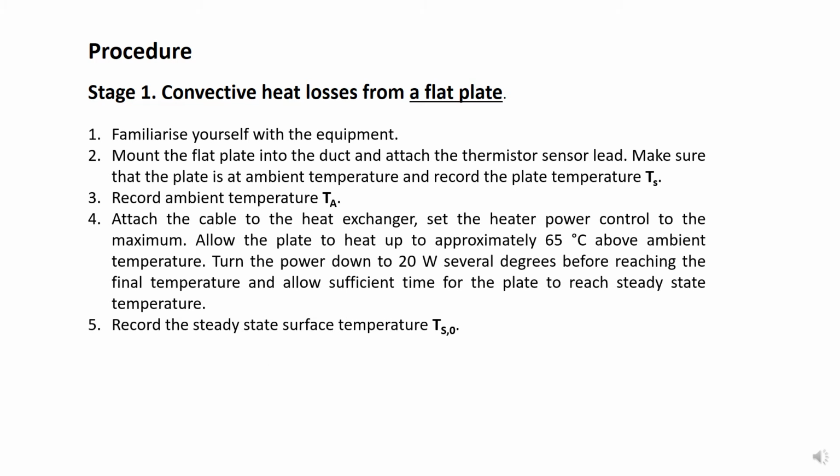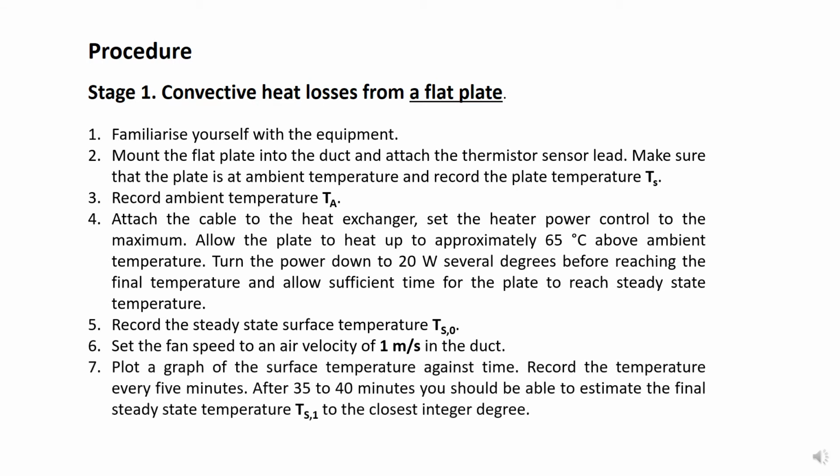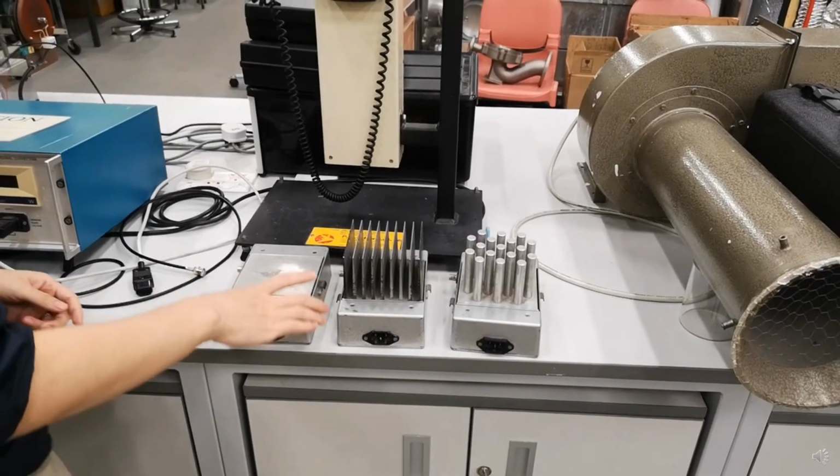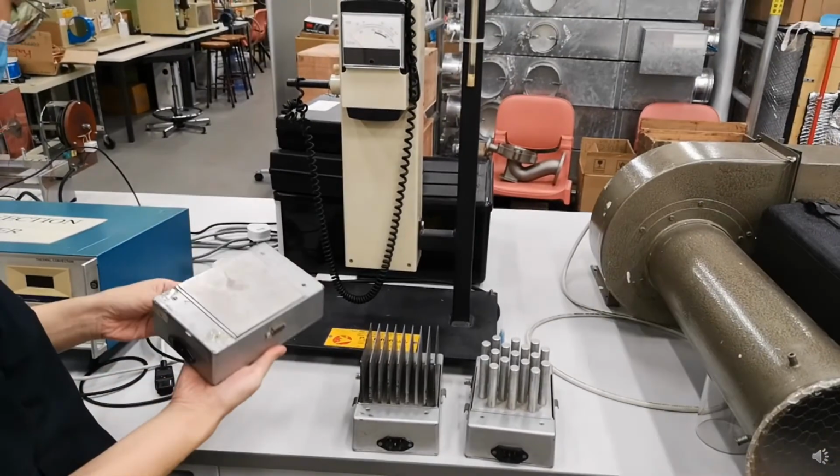We need to record the steady state surface temperature Ts0. Well, after that, we need to set the fan speed to an air velocity of 1 meter per second in the duct. Then we need to wait sufficient time to obtain the final steady state temperature Ts1, and we also need to record it. Well, next I will demonstrate this experiment.